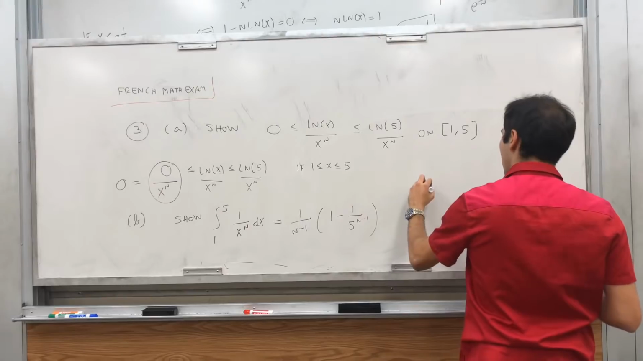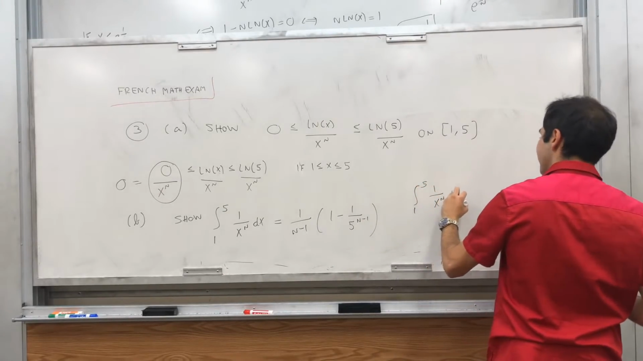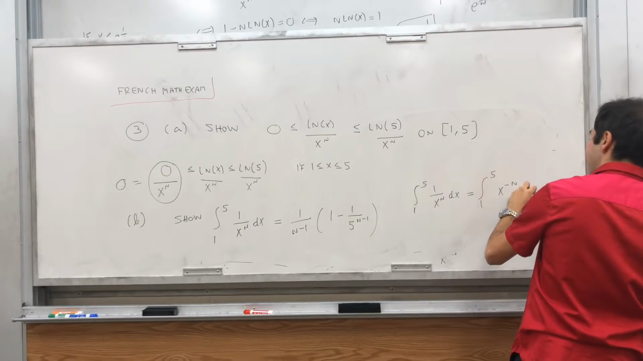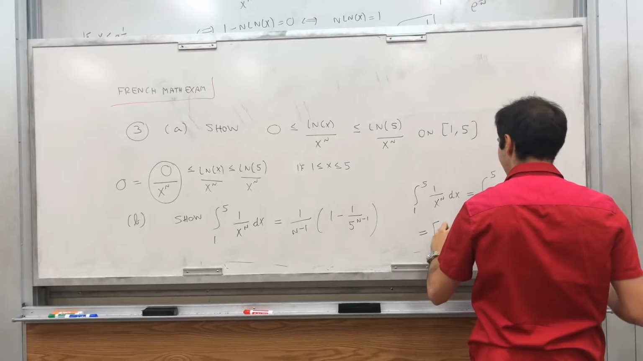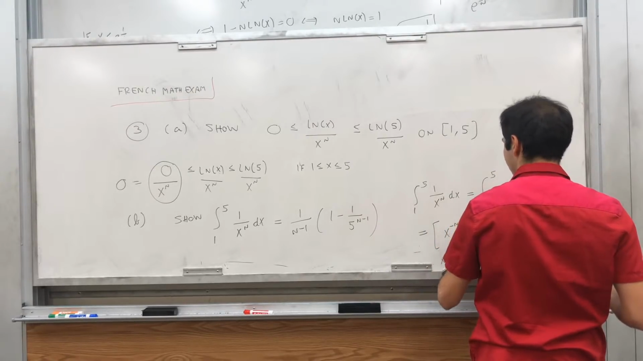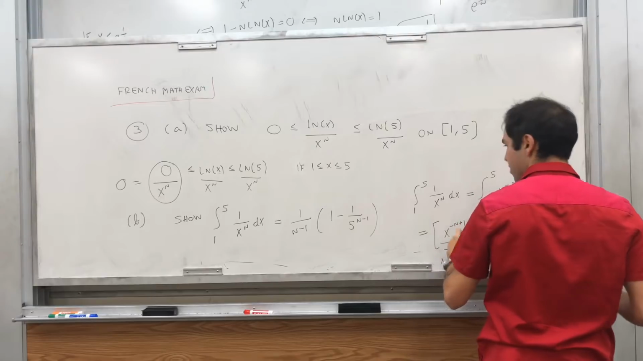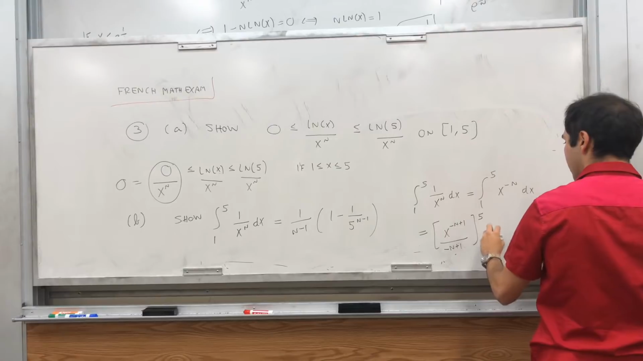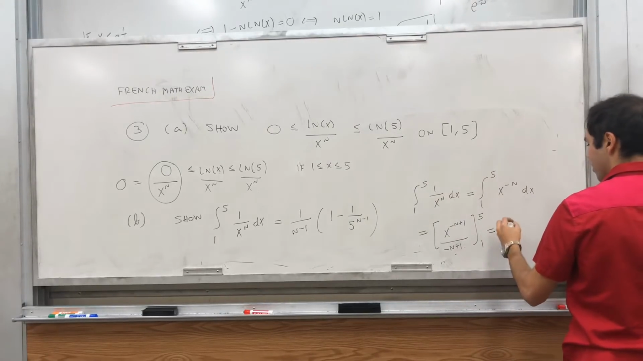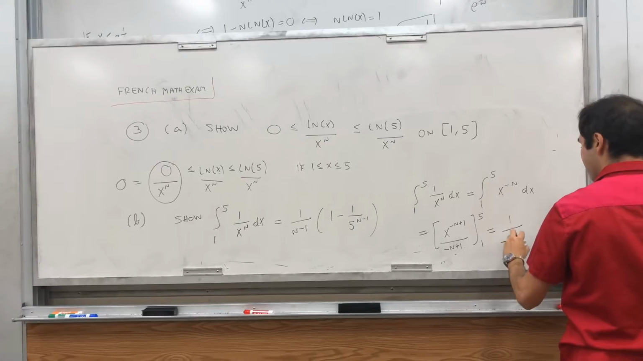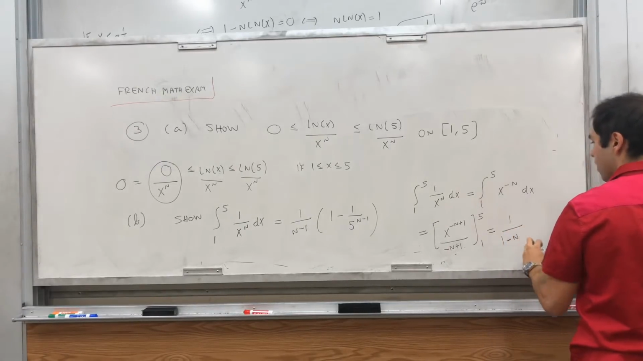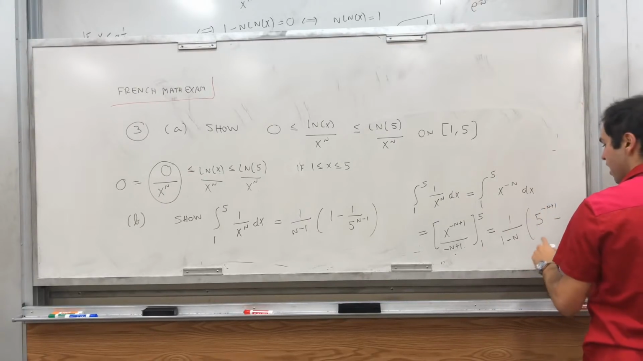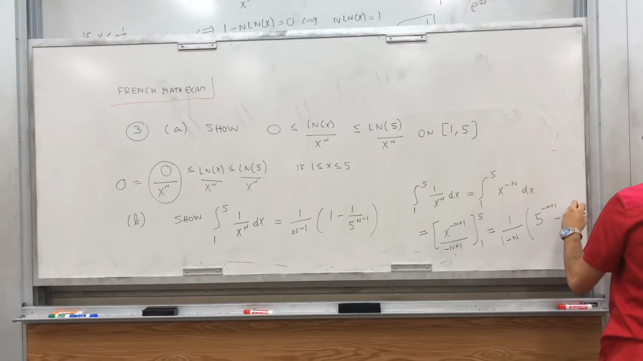Now, how do you do this? Just standard antiderivatives. So this is the integral from 1 to 5 of x to the minus n dx. And then you just add 1 to the exponent: x to the minus n plus 1 over minus n plus 1. And then from 1 to 5. So that's 1 over minus n plus 1, or 1 minus n if you want, times 5 to the minus n plus 1 minus 1 to the minus n plus 1.